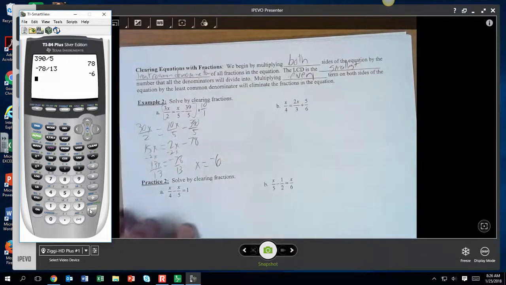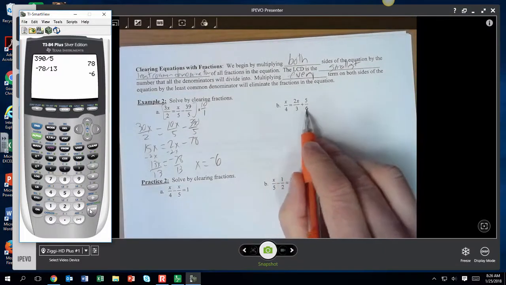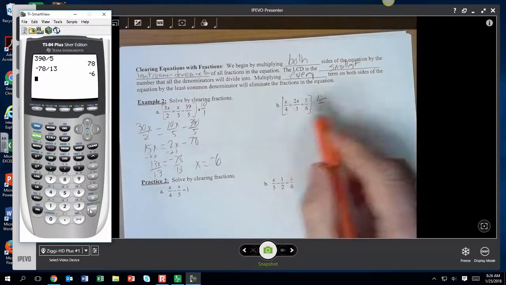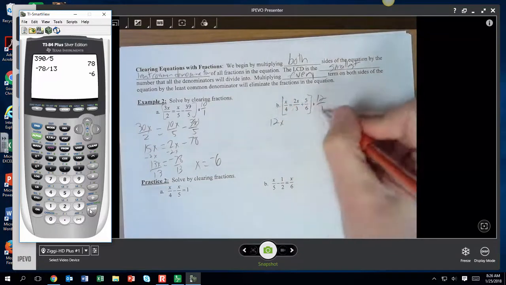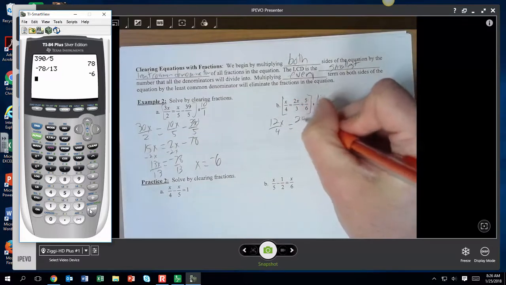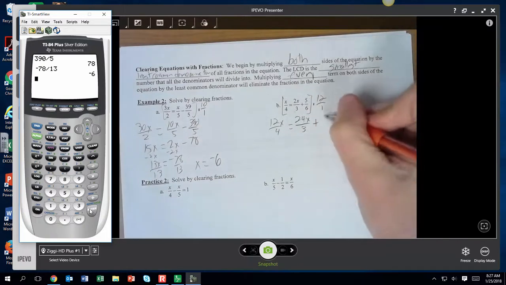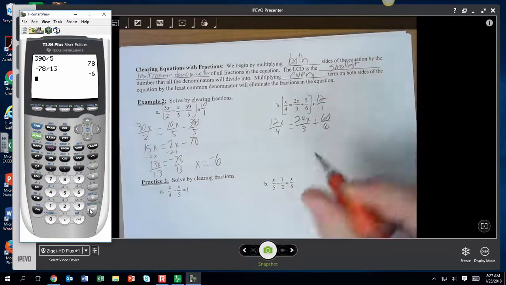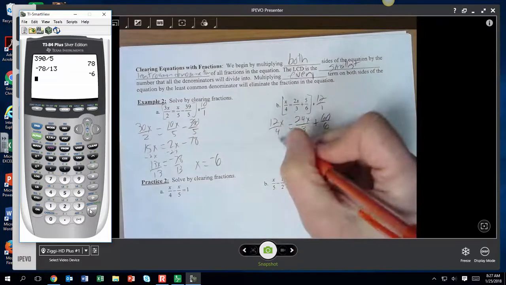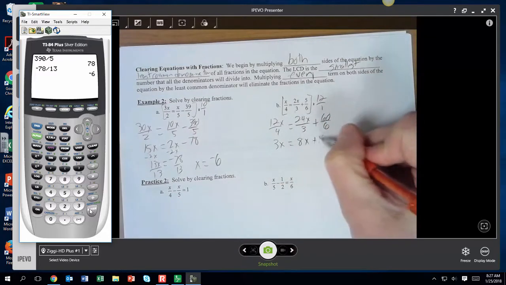For my next problem, I have a 4, a 3, and a 6, so my least common denominator is going to be 12. x times 12 is 12x over 4 times 1 is 4, equals 2 times 12 is 24x over 3 times 1 is still 3, plus 5 times 12 is 60 over 6 times 1 is 6. I can simplify each of these fractions. 12x divided by 4 is going to leave me 3x equals 24x divided by 3 is 8x plus 10.